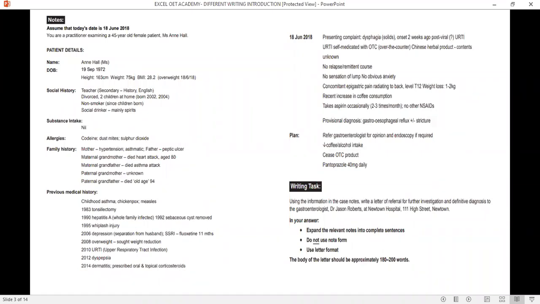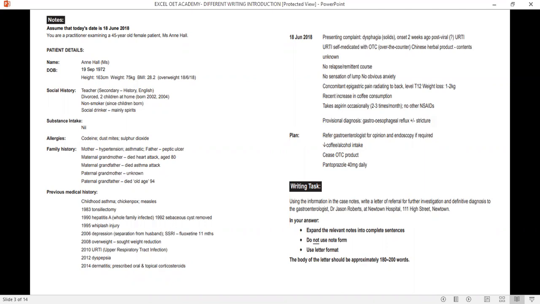For example, endoscopy. Can you hear me? I can't hear you. I lost you there, please. Okay. So when you're referring a patient, what you should be looking at is your plan. Do you understand? And most times, just to add to what Dr. Buka said, there are some letters where you will never see anything like, for example, writing task cases, using the information in the case notes, write a letter of referral for further investigation and definitive diagnosis.